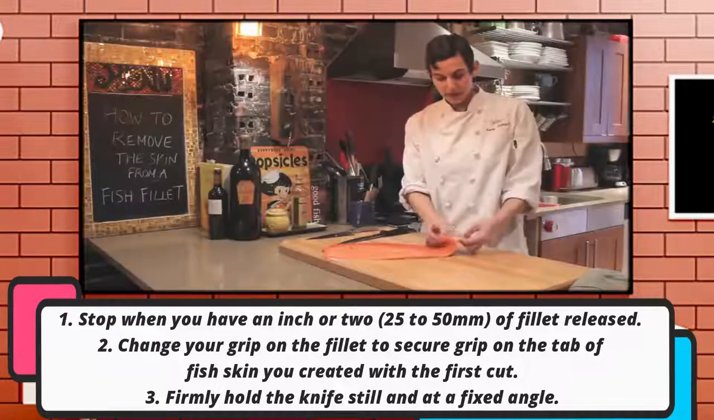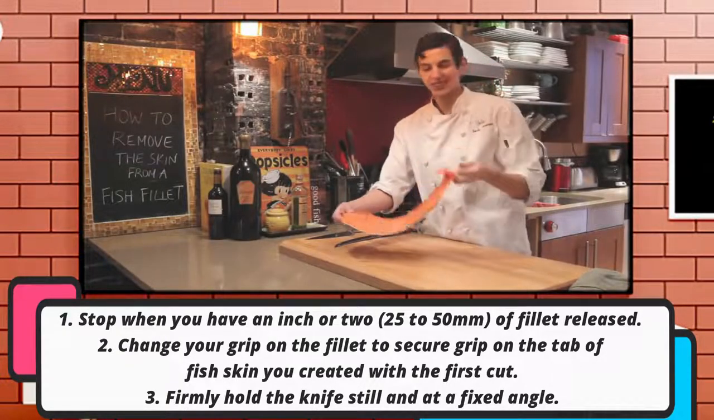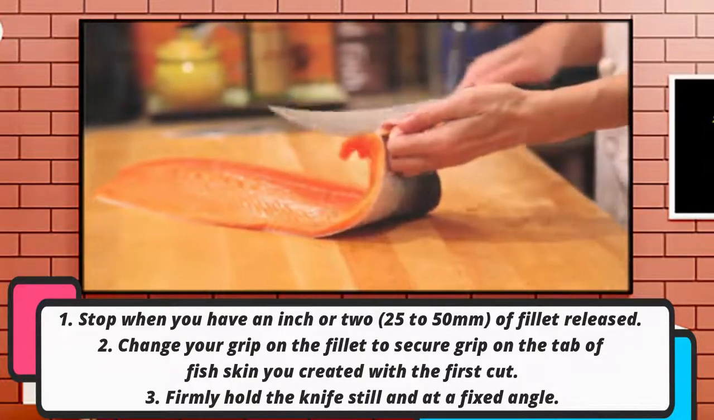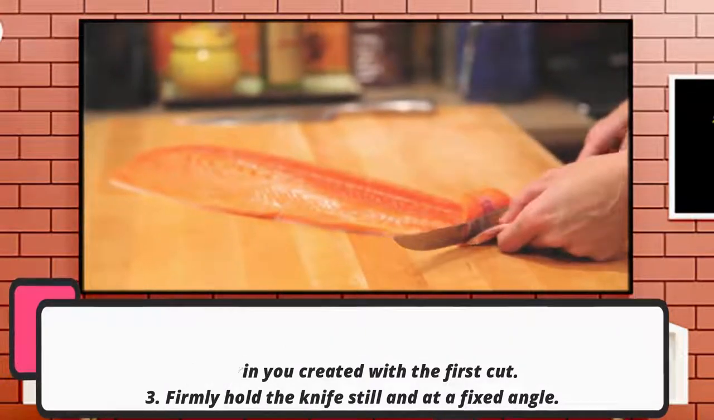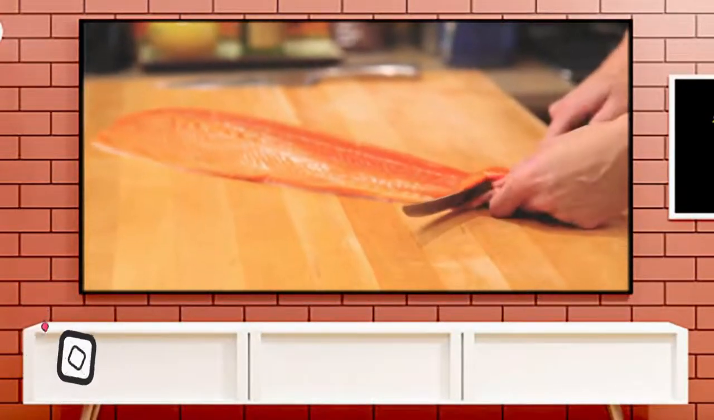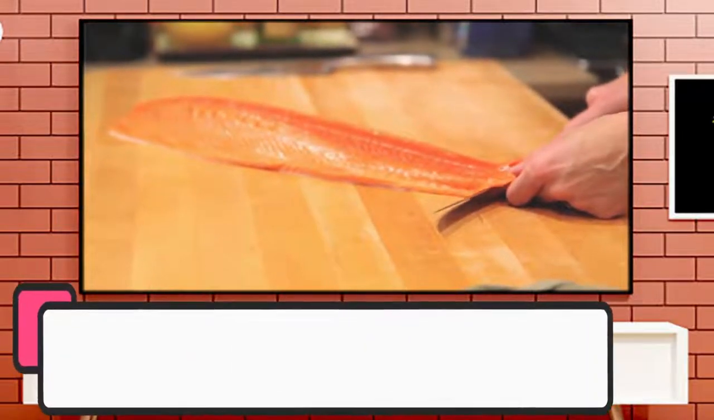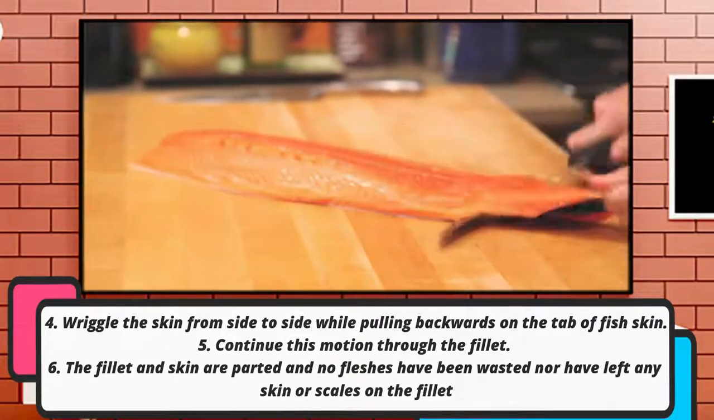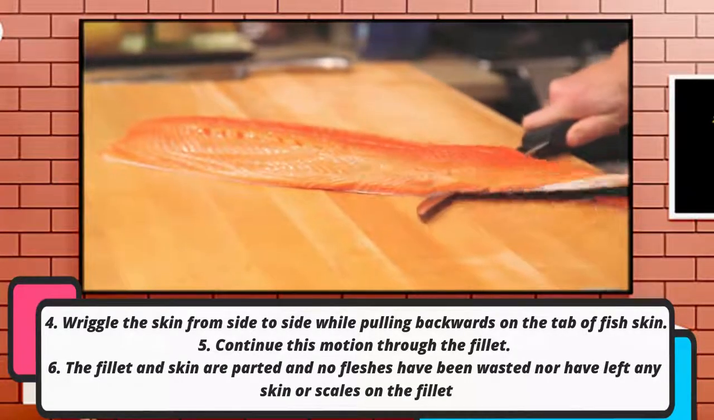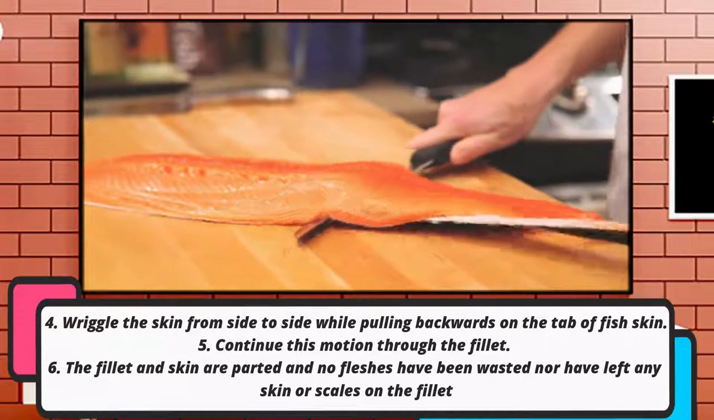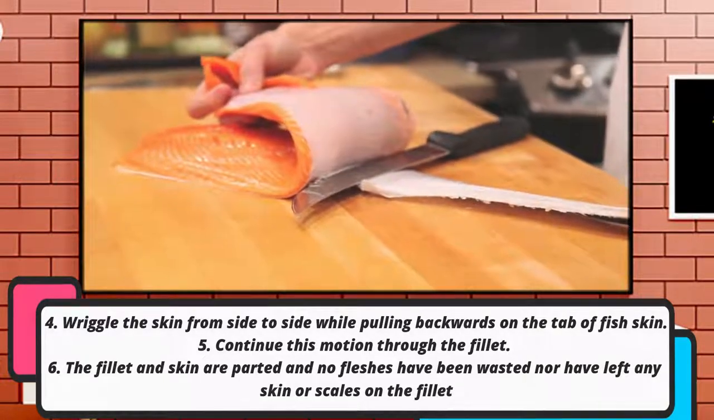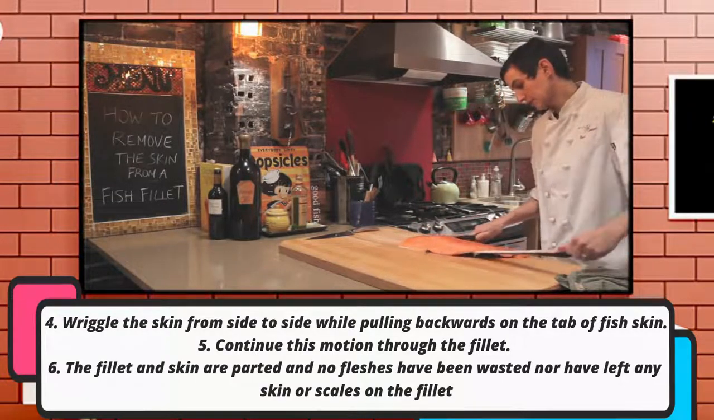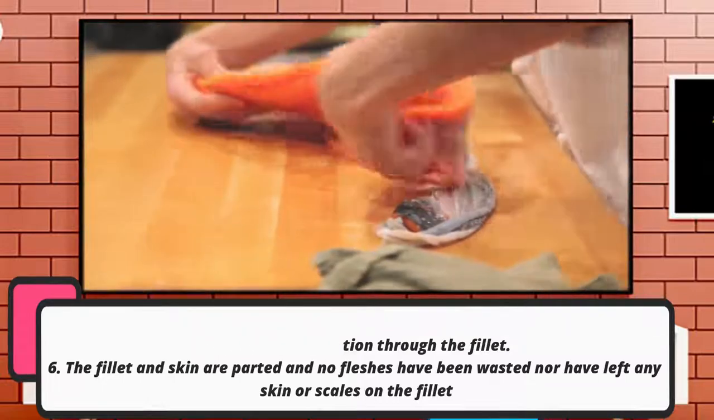Second, change your grip on the fillet to secure grip on the tab of fish skin you created with the first cut. Third, firmly hold the knife still and at a fixed angle. Fourth, wriggle the skin from side to side while pulling backwards on the tab of fish skin. Fifth, continue this motion through the fillet. Sixth, the fillet and skin are parted and no flesh has been wasted, nor has any skin or scales been left on the fillet.